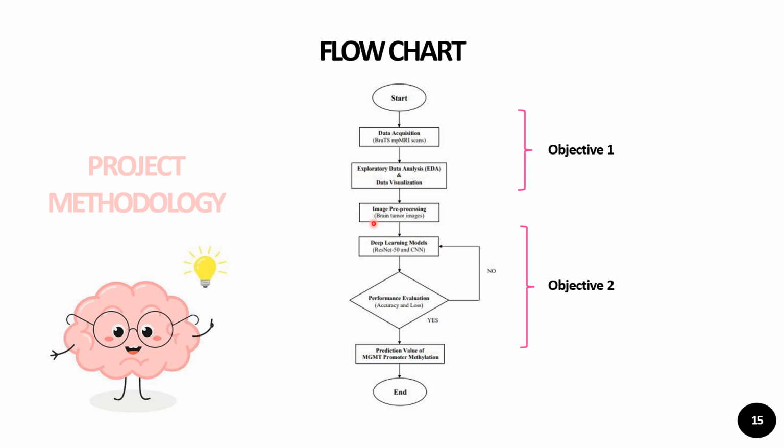So for this project, we use the ResNet-50 and also the convolutional neural network to predict the MGMT value. And we evaluate the performance by using accuracy and loss. This is the second objective of our project. And finally, we predict the value of the MGMT promoter methylation.